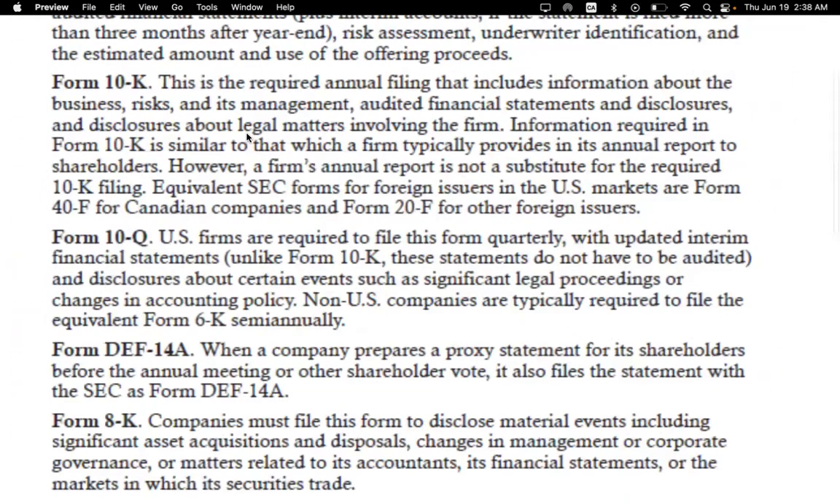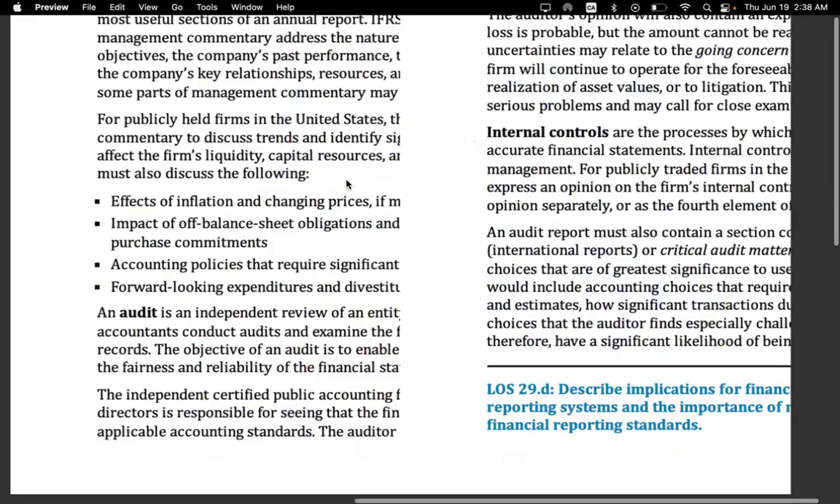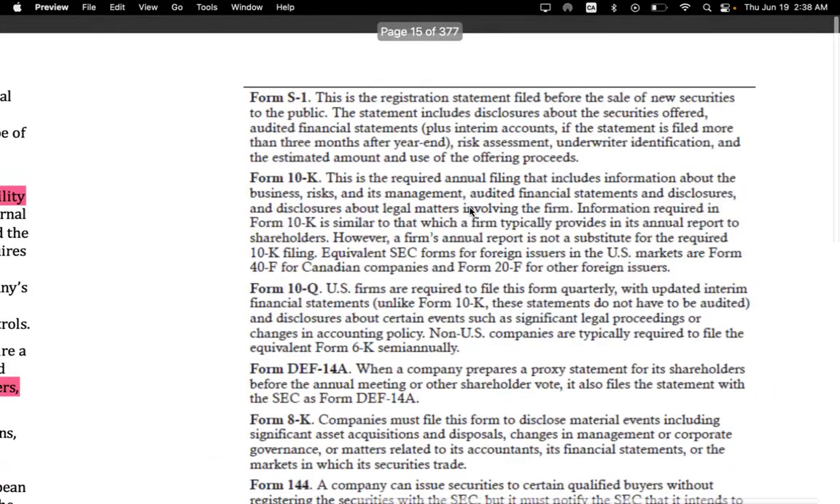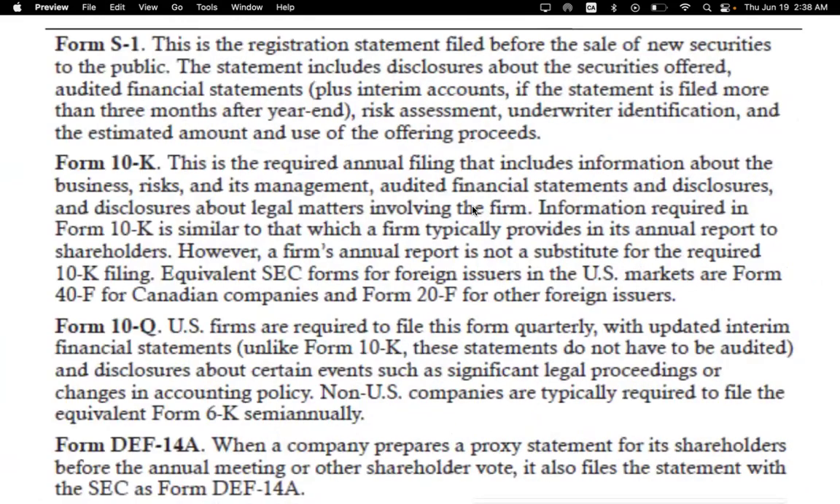So again, what I also help you guys do is memorize things within my videos. You watch them, you'll just remember things. So Form S1, registration, sale of new securities to the public. 10K, audited annual financial statements. Equivalent is 40F for Canadian companies, and 20F for foreign companies.